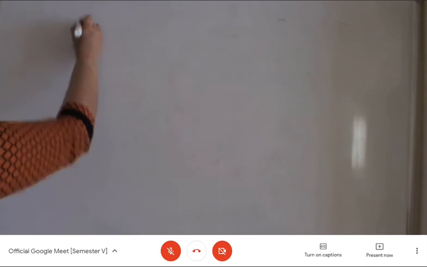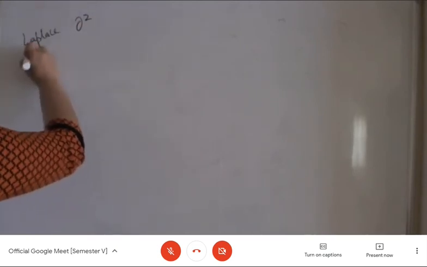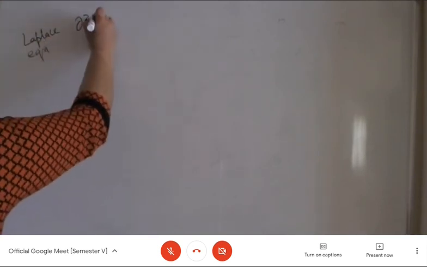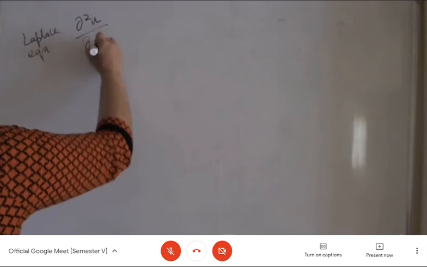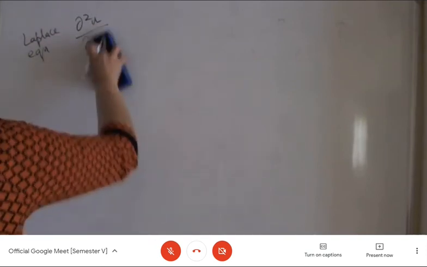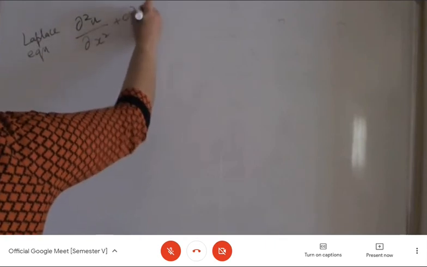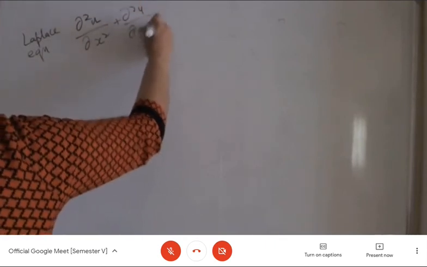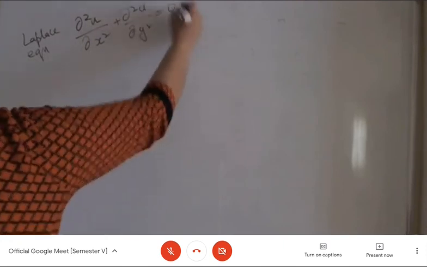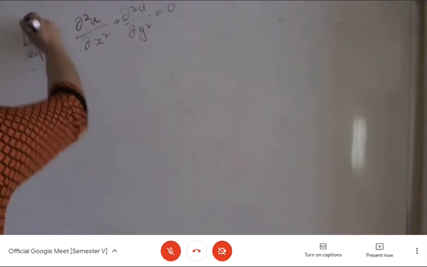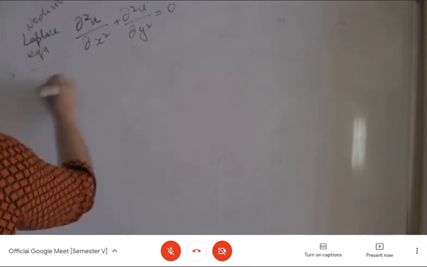First you have to write the Laplace equation. What is the Laplace equation? This one is familiar to you. Del squared u by del x squared plus del squared u by del y squared is equal to 0. This is the Laplace equation. So no derivation for this one, but the solution is there.